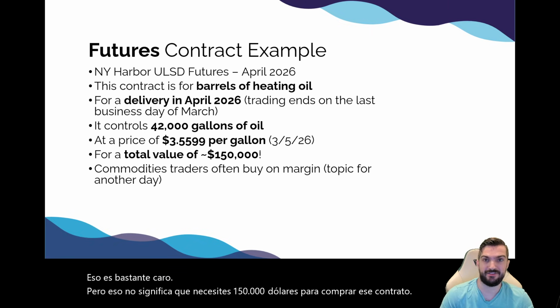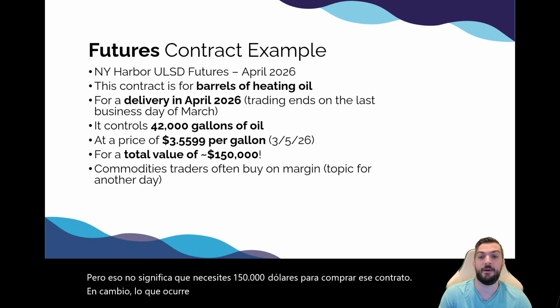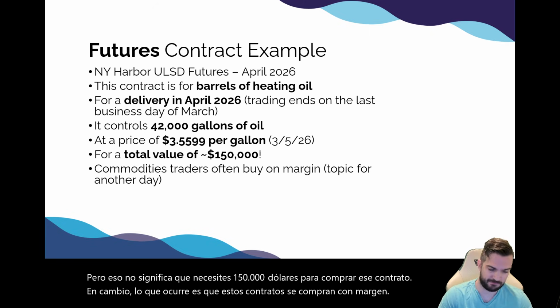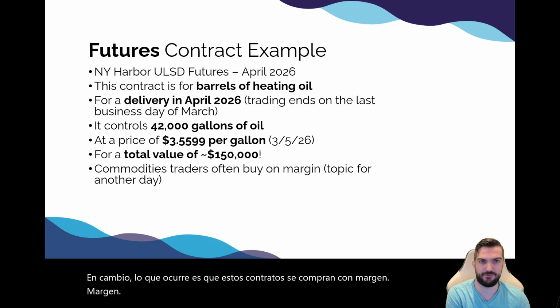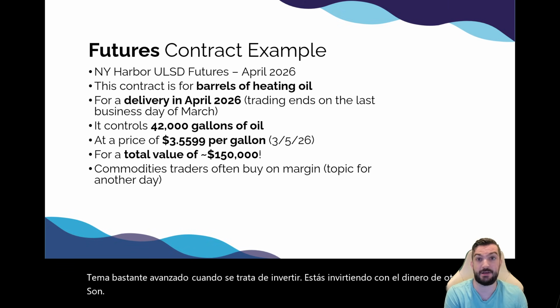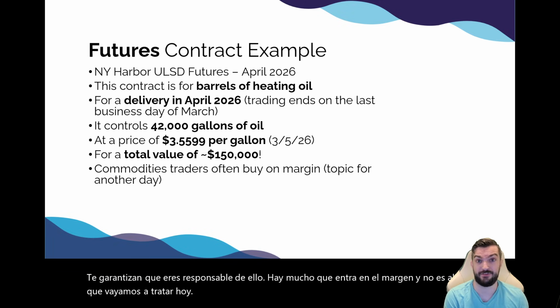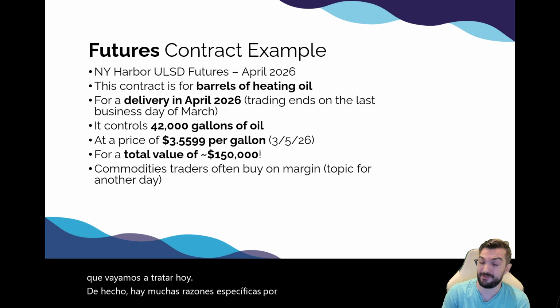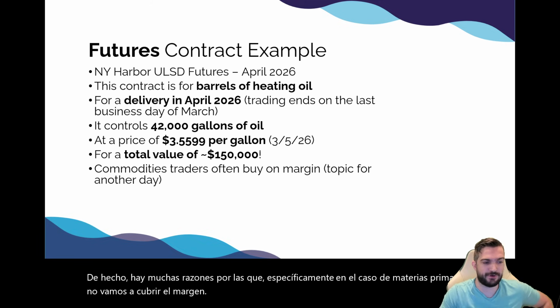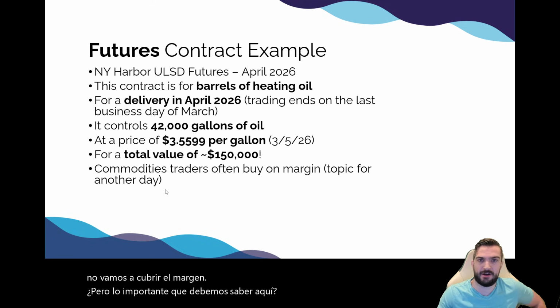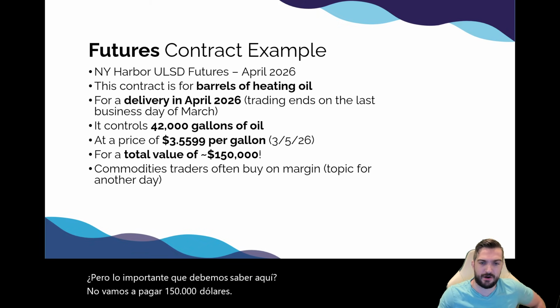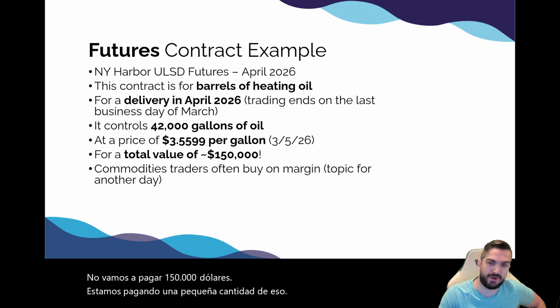Instead, what happens is these contracts are bought on margin. Margin, pretty advanced topic when it comes to investing. You're investing with someone else's money. They're guaranteeing that you're good for it. There's a lot that goes into margin and not something we're going to cover today. In fact, there are many reasons why specifically for commodities we're not going to cover margin. But the important thing for us to know here, we're not paying $150,000. We are paying some small amount of that. So maybe $20,000.